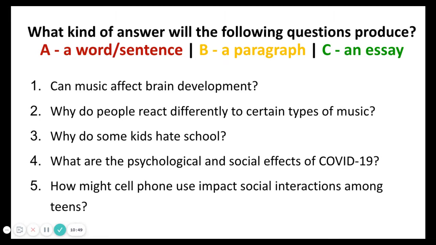And question number 5, how might cell phone use impact social interactions among teens? If you chose C, you are correct, and this would be your strongest option for a research question because it not only requires you to explain, but it also requires some level of analysis. You are going to have to think beyond the research that you have found.